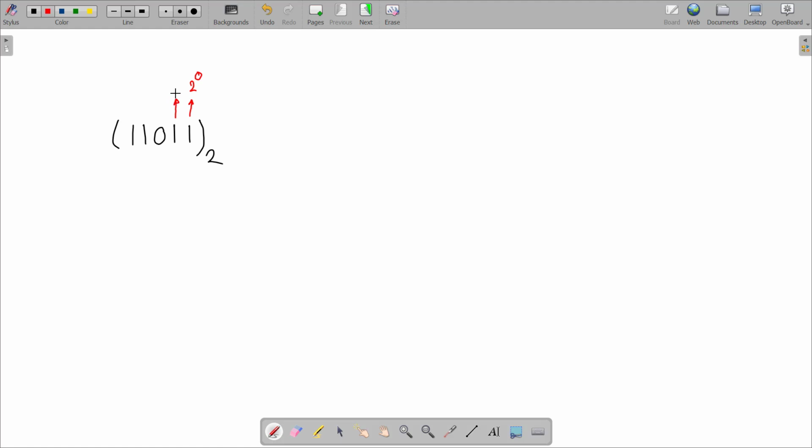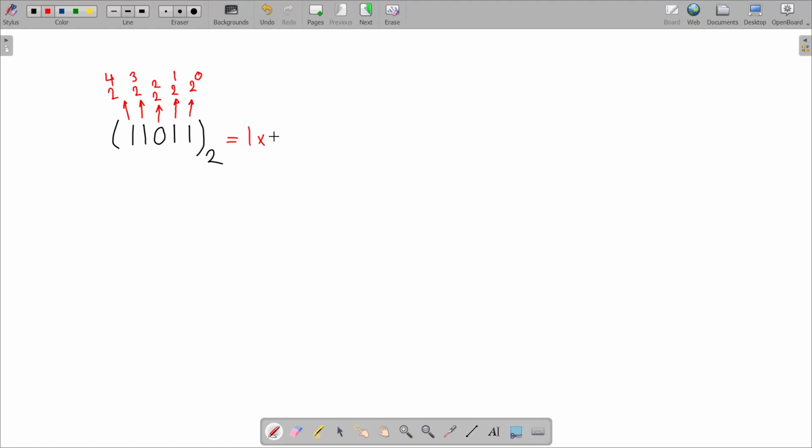The place value of this one is 2 to the power of 1. This one is 2 to the power of 2. This one is 2 to the power of 3. And this one is 2 to the power of 4. It means that I can rewrite and expand this number in this form.